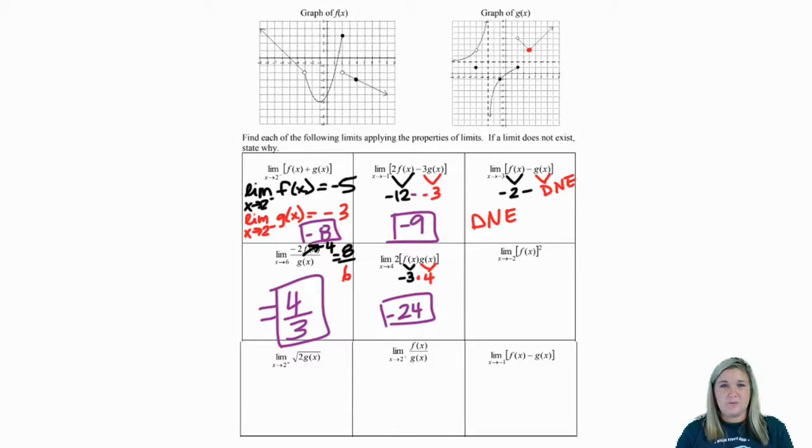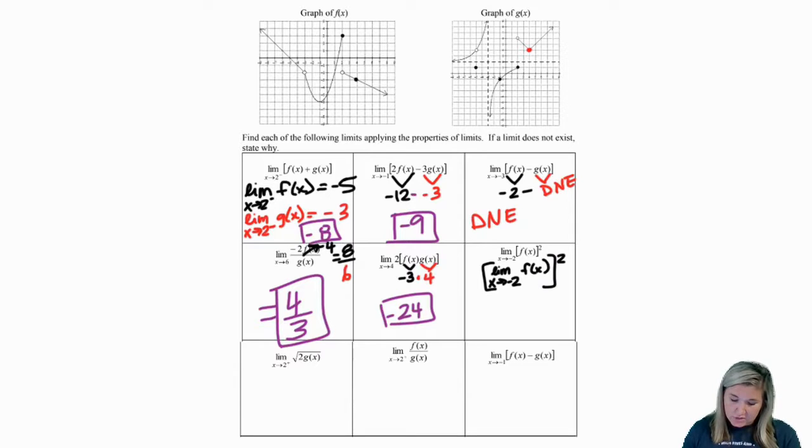So I'm just going to make sure we write this all out, especially for any kind of free response. So the limit as x approaches negative 2 of f of x squared. That's going to be the limit as x approaches negative 2 of f of x, all of this squared. So then the limit as x approaches negative 2 of just f of x is going to be right here at negative 5. So this is going to be negative 5 squared, which is a positive 25. So just writing out those properties here.